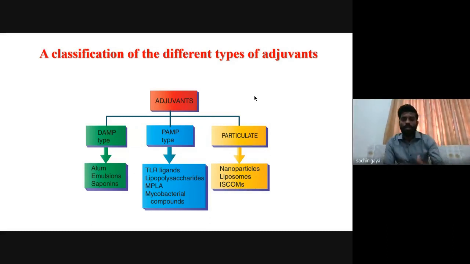TLR ligands, that is toll-like receptor ligands, lipopolysaccharides, monophosphoryl lipid, mycobacterial compounds, nanoparticles, liposomes, and immunostimulating complexes. These are examples of those adjuvants.